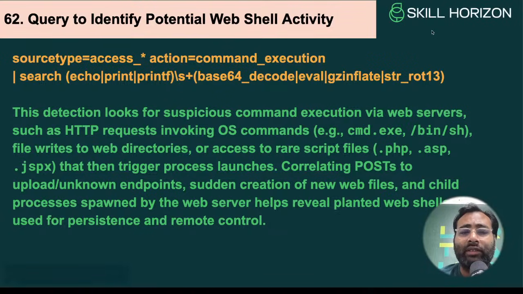So this detection looks for suspicious command executions via web servers, such as HTTP requests invoking OS commands like cmd.exe or /bin/sh, file writes to directories, access to rare script files like PHP, ASP, JSPX, and then the trigger process is launched. So we are basically identifying everything related to all these things. If any OS command was executed, if any access to some scripting files, the file writes in the web directories.